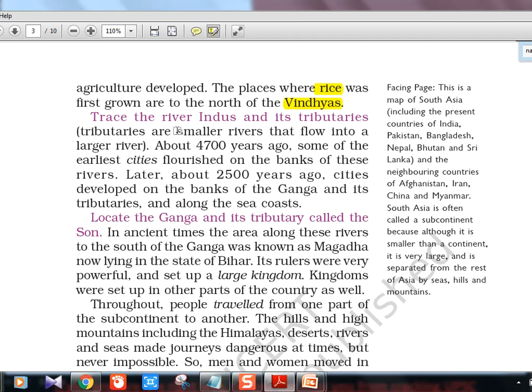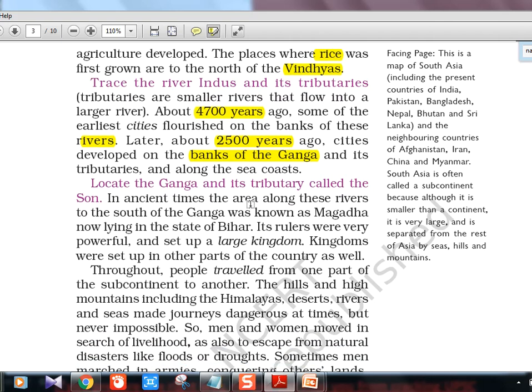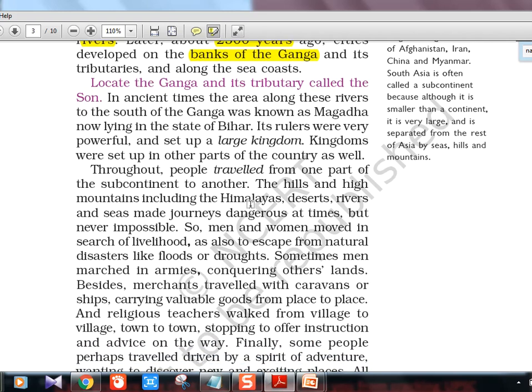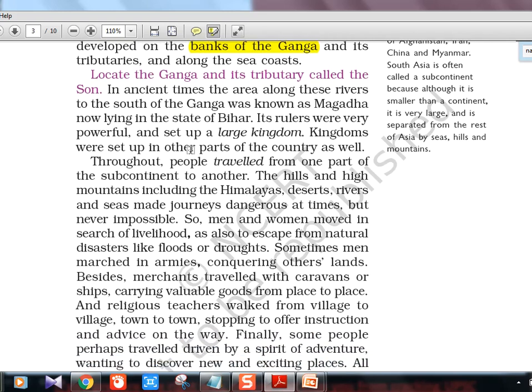We'll see. So river Indus and its tributaries. That is one important thing, where about 4,700 years ago, they are telling, some of the earliest cities flourished on the banks of these rivers. Later, about 2,500 years ago, on the banks of the Ganga also. So it was Narmada, then the Suleiman Kirtar, then Indus, then Ganga. That is the order in which humans actually inhabited. You know Indus is always the best one, which we learn later in detail.